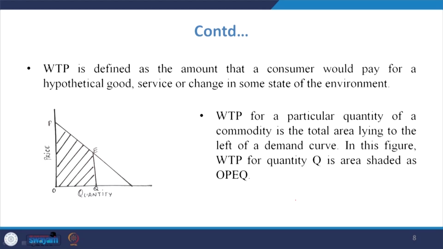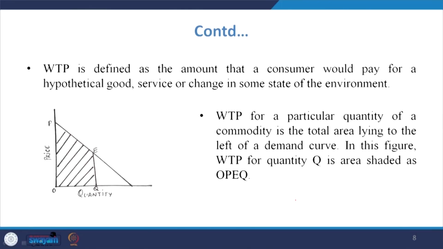As I already discussed, if the quality of the environment is improved, if the quality of water in the river is improved, how much are the consumers willing to pay? That willingness to pay can be represented by a graph like this. So, marginal willingness to pay for a particular commodity is the total area lying to the left of the demand curve. In this figure, total marginal willingness to pay is shown by this shaded area.